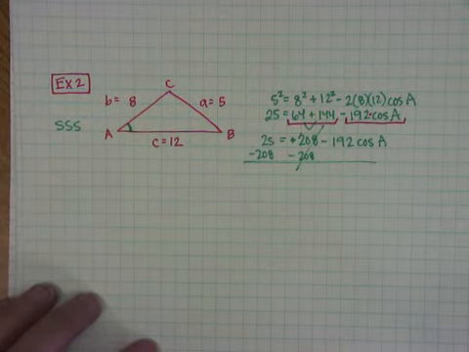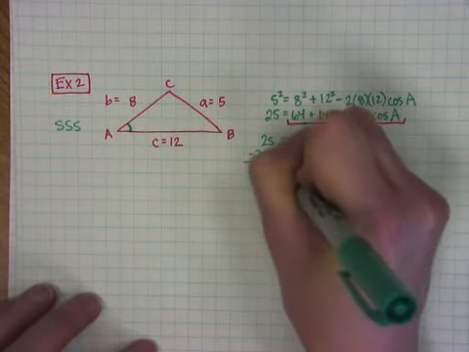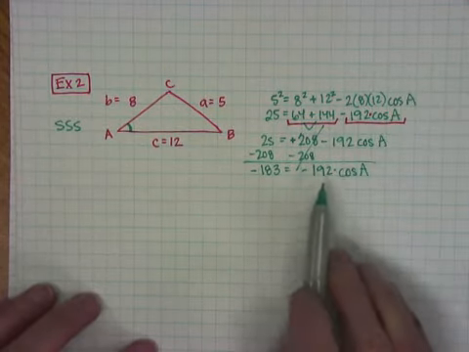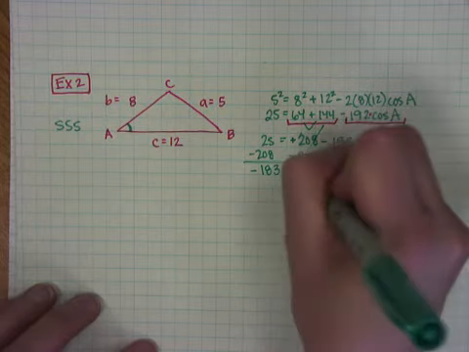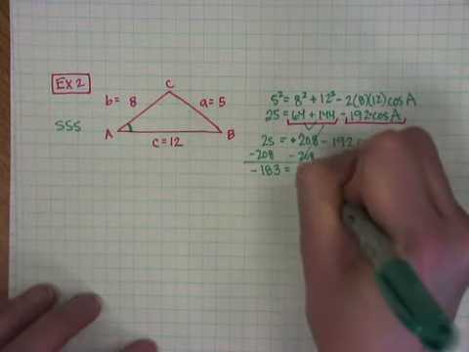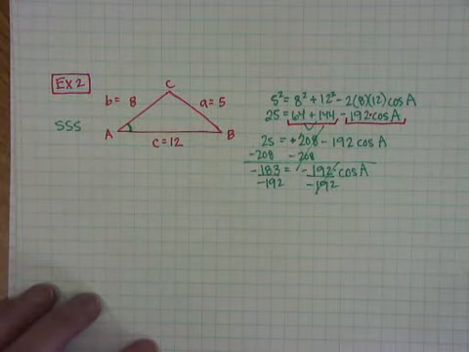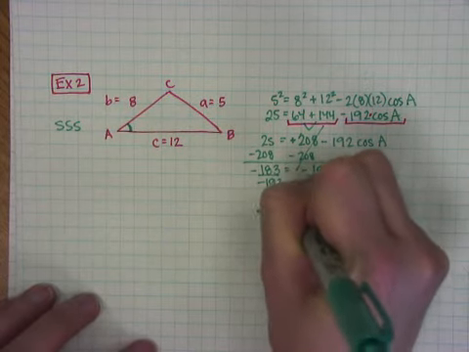25 minus 208 is negative 183. And then since the thing that's connecting negative 192 and cosine is multiplication, I'm going to divide both sides by negative 192. When I do that, I get a decimal of 0.953125.